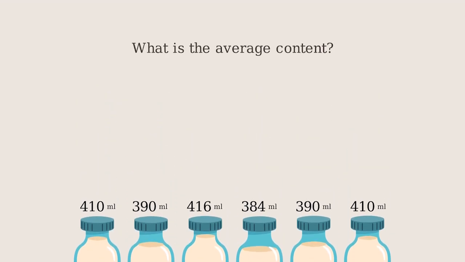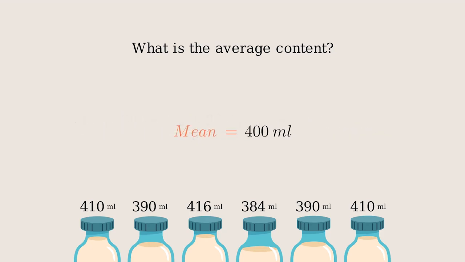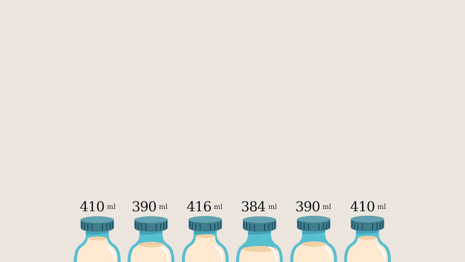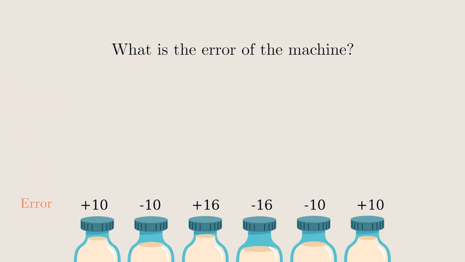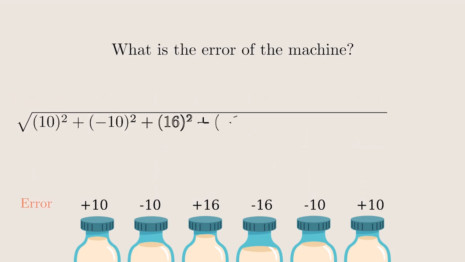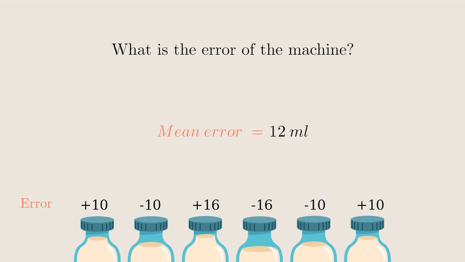When we calculate the average amount of milk in the bottles, we find that it meets the machine specifications at 400 ml. Some bottles, however, contain slightly more or less than 400 ml. To compute these differences, we can subtract the actual amount of milk in each bottle from the mean of 400. When we calculate the absolute value of the error, we see that the machine has an average error of 12 ml.